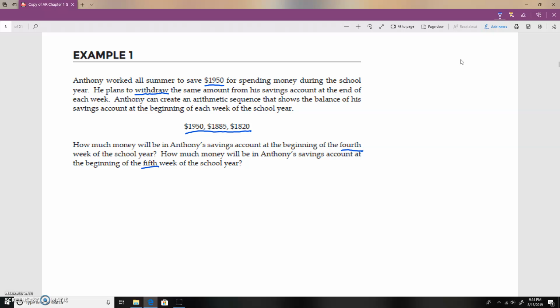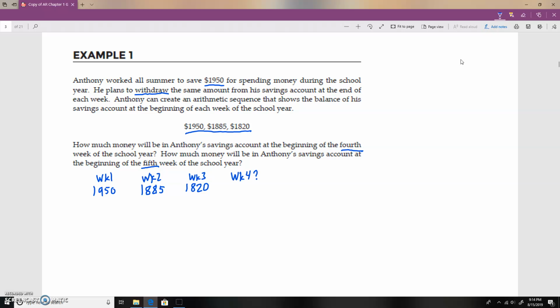Okay, so in week 1, he had $1,950. In week 2, he had $1,885. In week 3, he had $1,820. So we want to first look at how much money he would have in week 4.